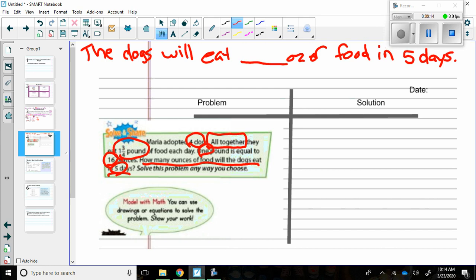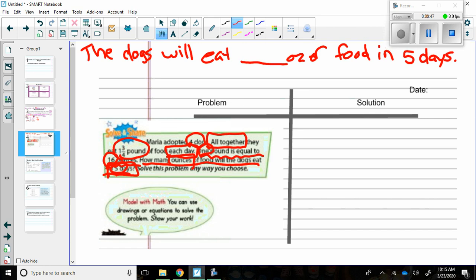I think it's also important that we note that they eat that 1 3/4 pounds each day. They also are nice because they already give us the conversion of 1 pound is equal to 16 ounces. And then it's asking the question, how many ounces of food will the dogs eat in 5 days? Again, a lot of important information to think about.